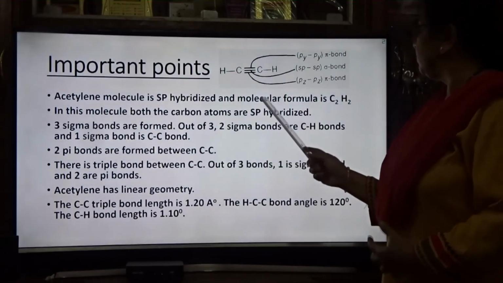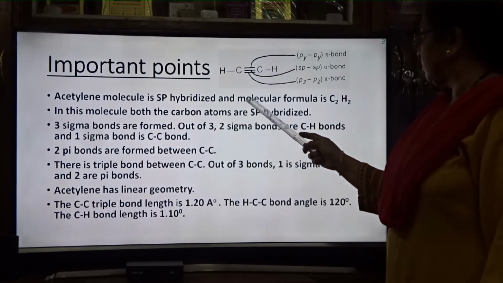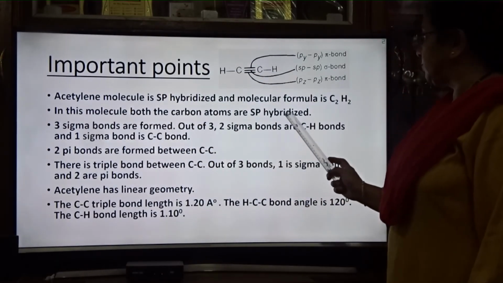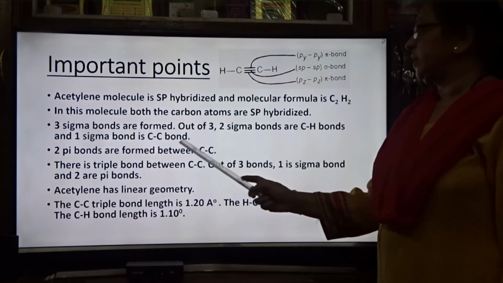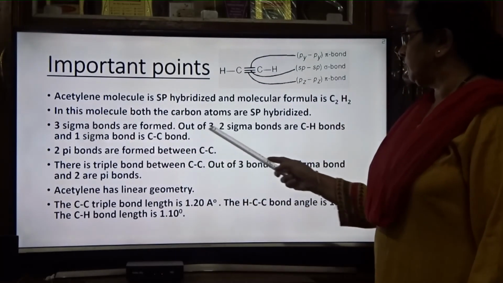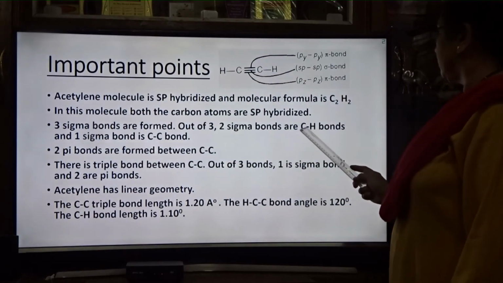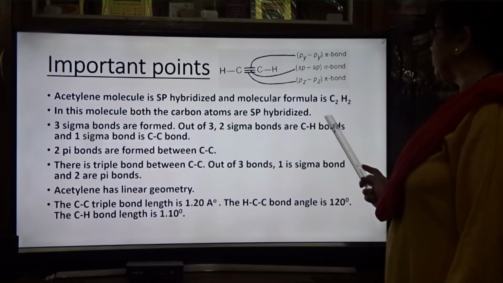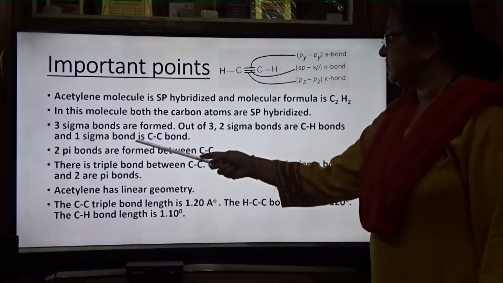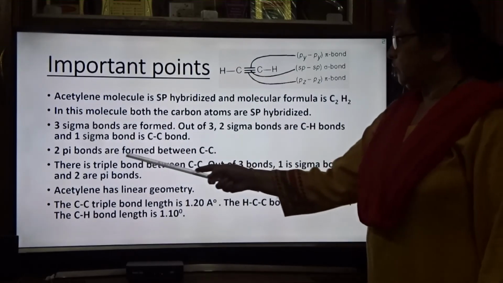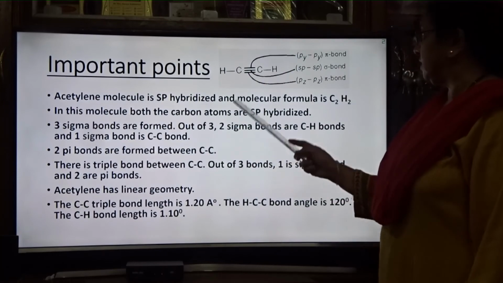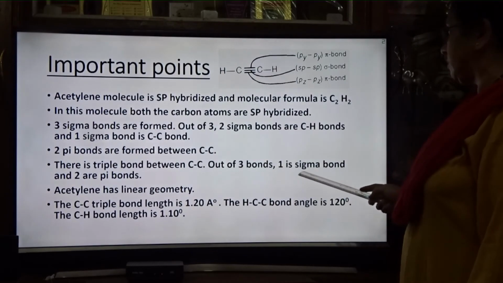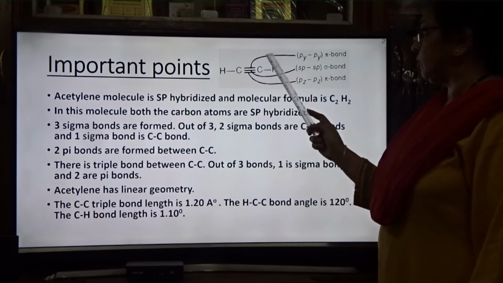Important points: the acetylene molecule is sp hybridized and the molecular formula is C2H2. Both the carbon atoms are sp hybridized. 3 sigma bonds are formed in total: 2 sigma bonds are C-H bonds and 1 sigma bond is the C-C bond. 2 pi bonds are formed between the carbons. There is a triple bond between C and C; out of the 3 bonds, 1 is a sigma bond and 2 are pi bonds.